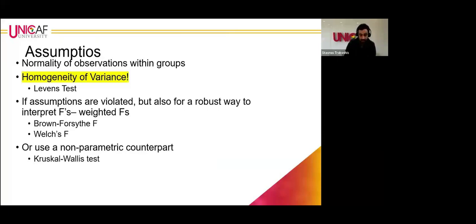There is a recap of the assumptions of ANOVA: normality of observations within groups and homogeneity of variance. If assumptions are violated, there are newer ANOVAs for a robust way to interpret. It's the Brown-Forsythe F statistic, which uses the mean, and the Welch F that does some weighting on the groups. If you have equal group sizes, you use that one. It has some weight parameter. And there is also a non-parametric ANOVA, the Kruskal-Wallis.